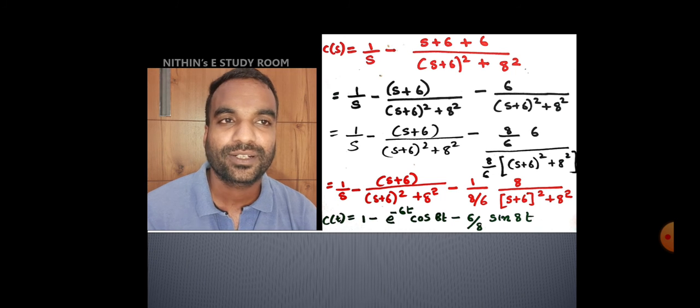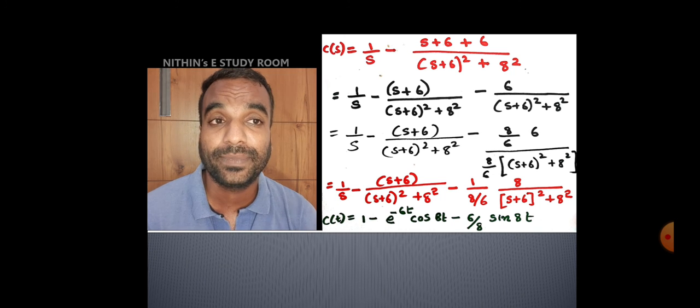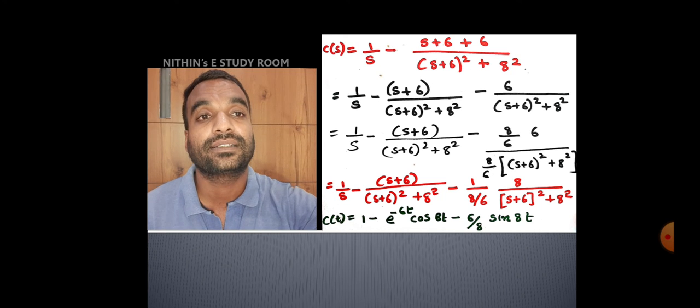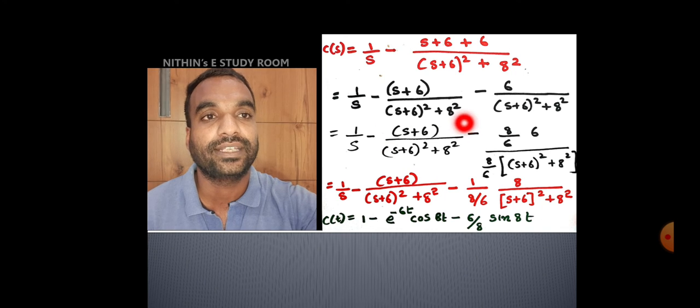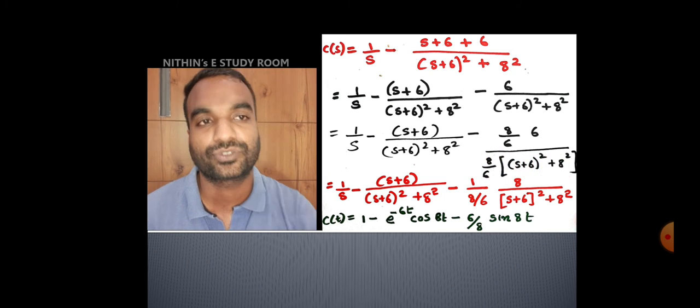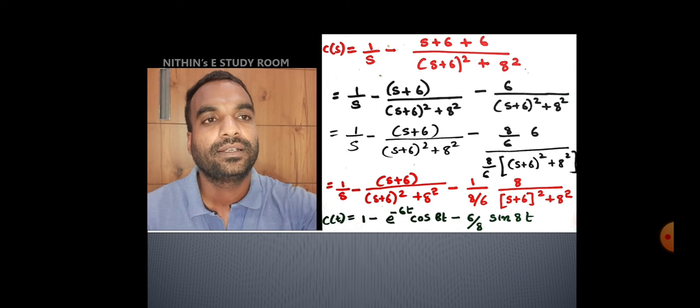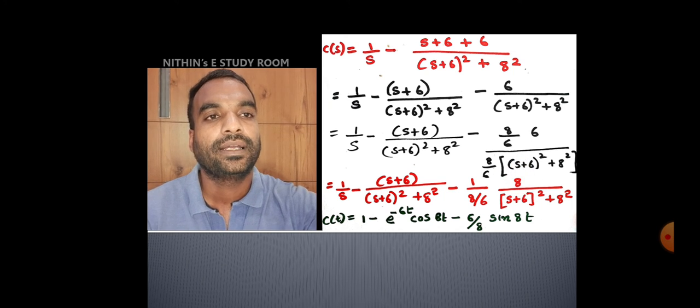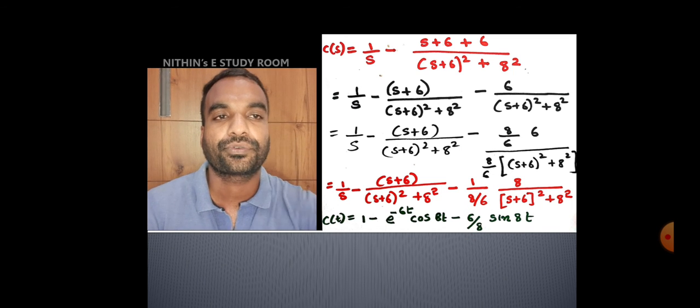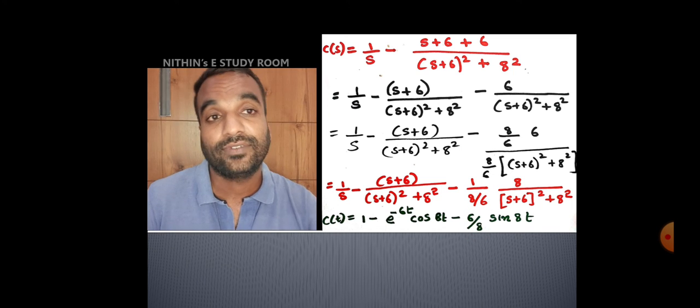Then in the numerator you will get 8 and 1 by 8 by 6 will be there. So please check. In the third step, 1 by s same, s plus 6 by s plus 6 square plus 8 square same, minus 8 by 6 into 6 by 8 by 6 into s plus 6 square plus 8 square. Now everything is same. Here in the numerator 8 came and 1 by 8 by 6 is there as a constant. So 1 by 8 by 6 is nothing but 6 by 8.